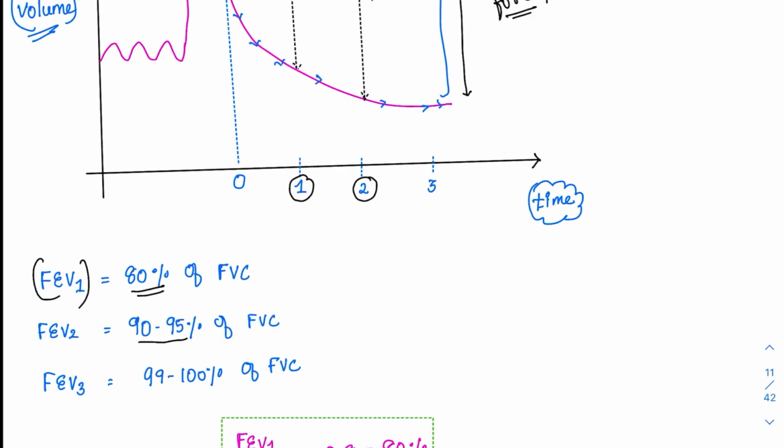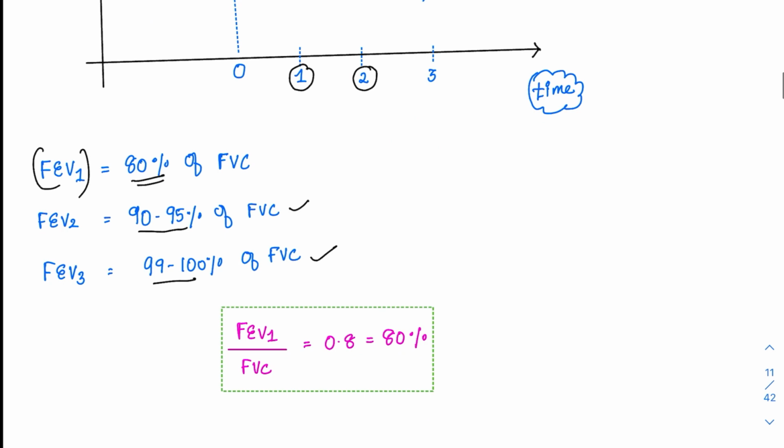Then 90 to 95% is thrown out in the second second. Then 99 to 100% will be done in the third second. So in a normal individual, he will be able to do a complete expiration in 3 seconds itself. So there is a ratio which is called FEV1 by FVC. This ratio is between the FEV1 and the FVC. And I told you the normal value is 80%, which is 0.8.